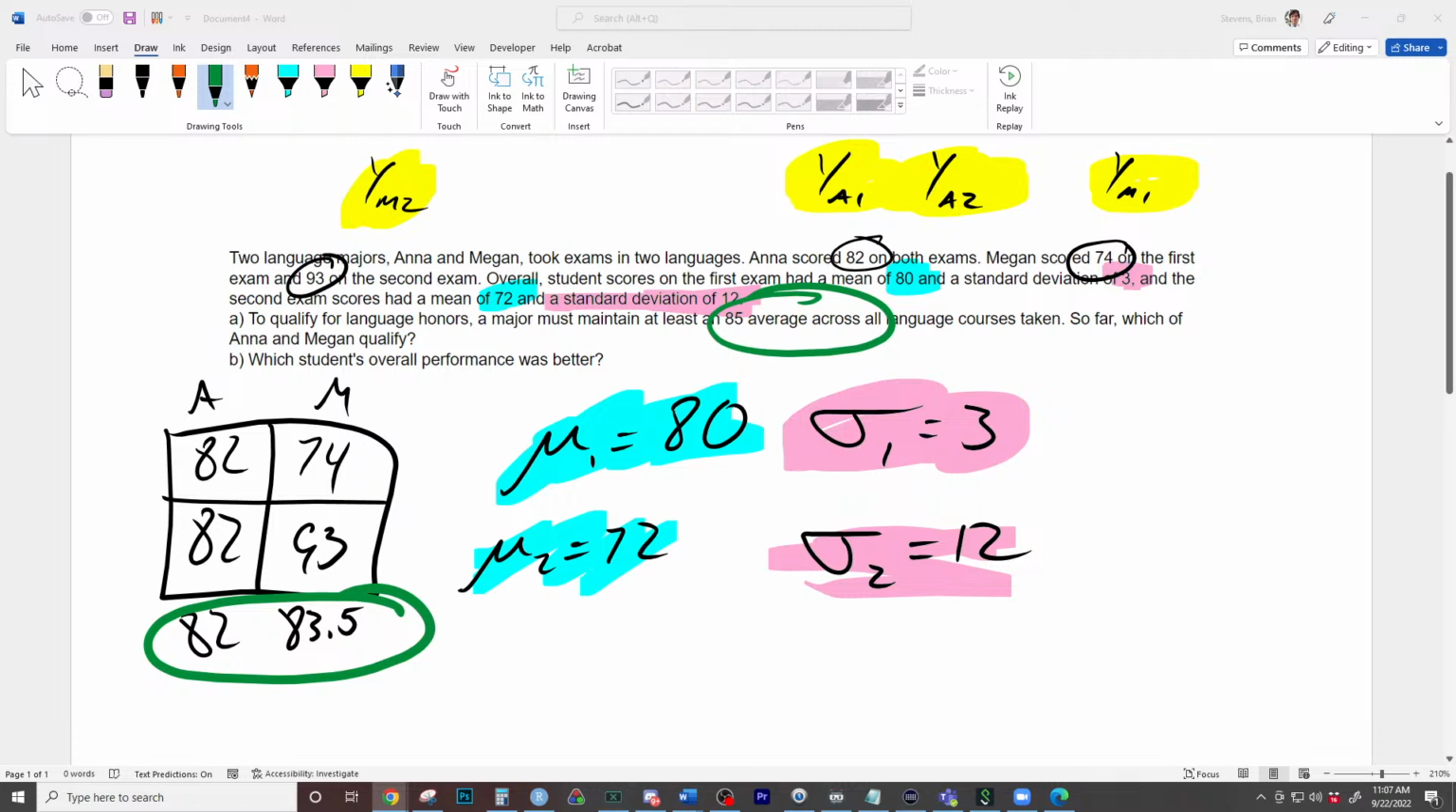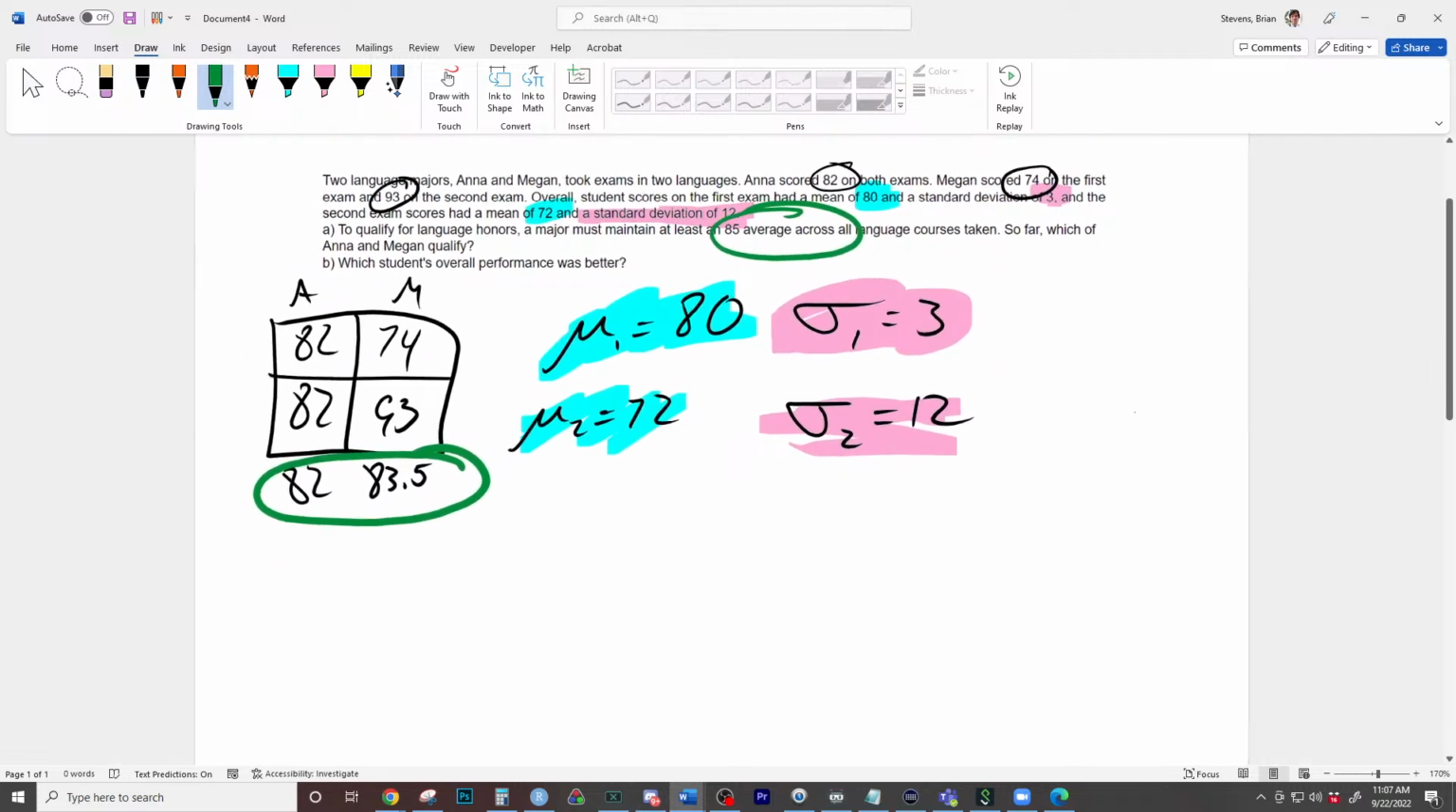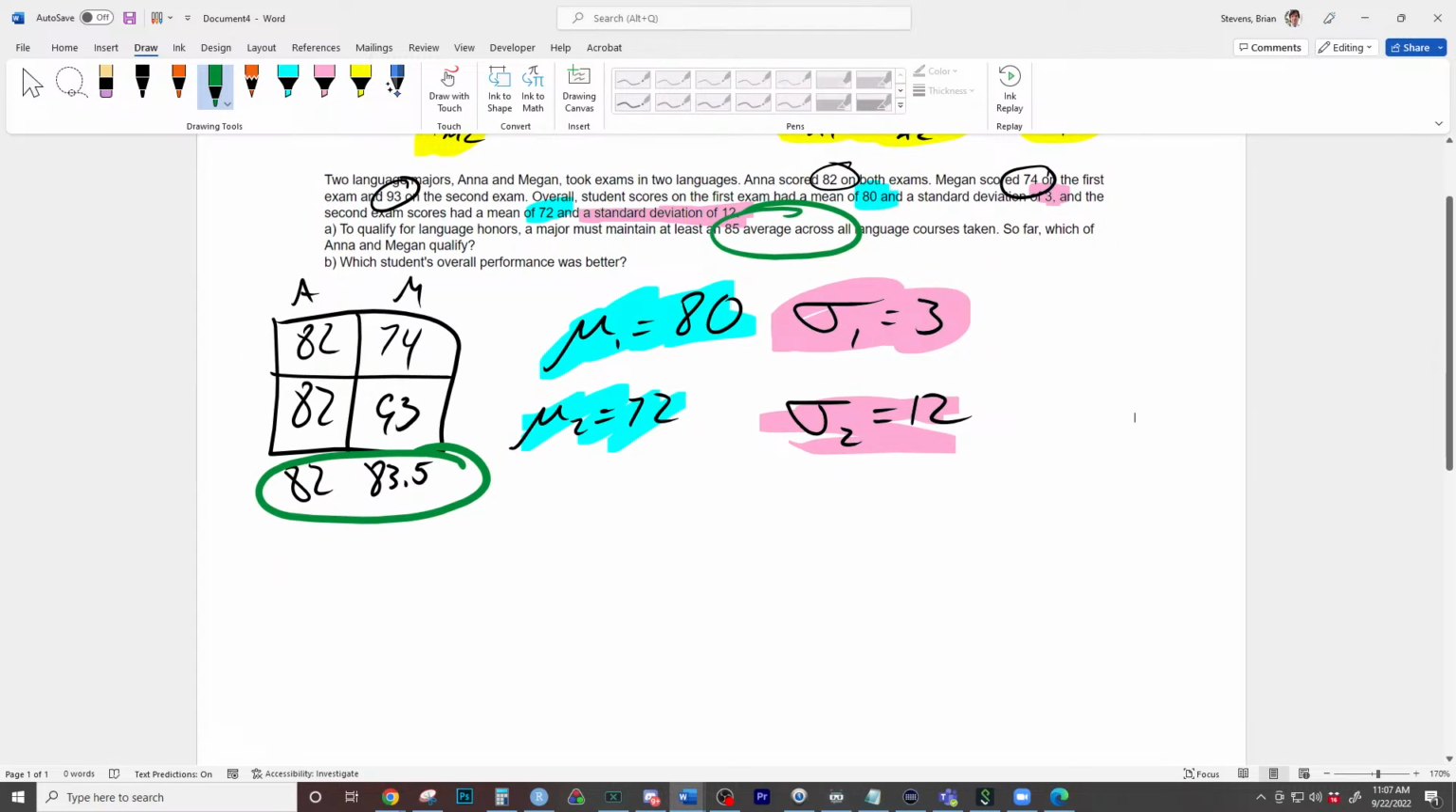Which student scored overall better? The student that scored overall better is going to be the one with better z-scores. So let's draw this out right here. The first distribution of test 1 is going to look the following way.